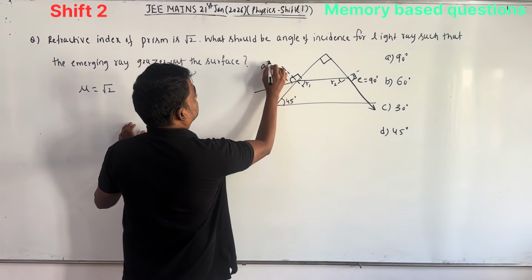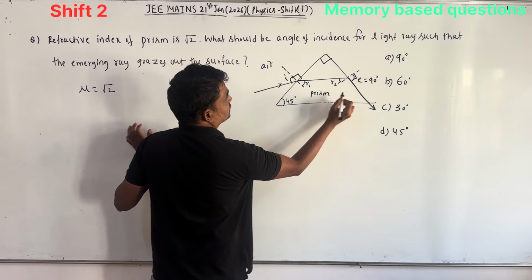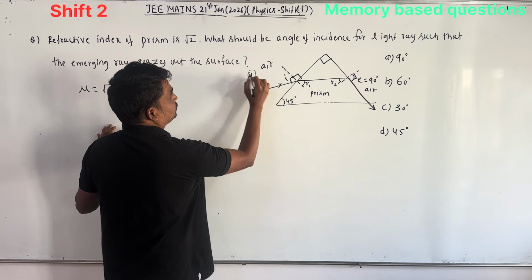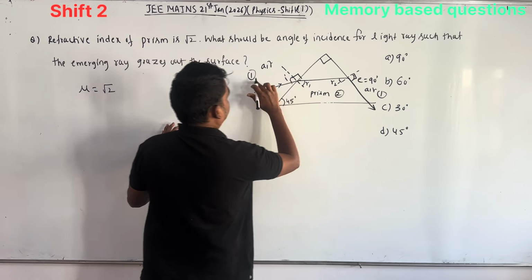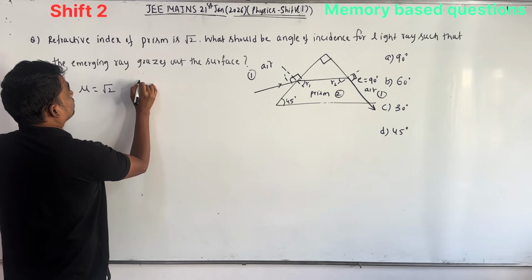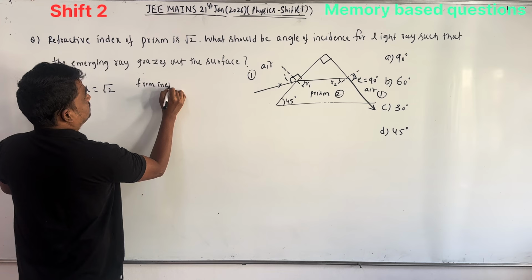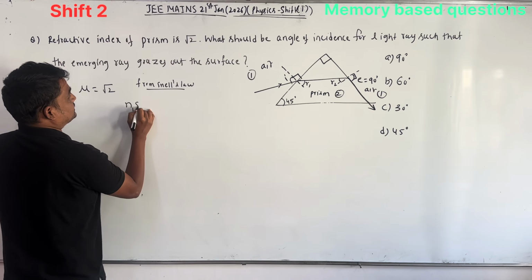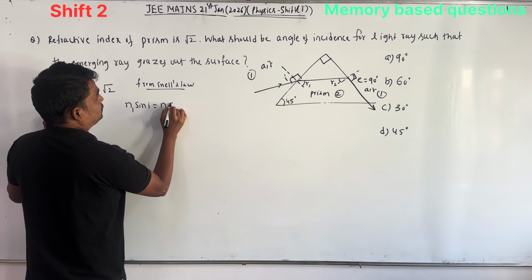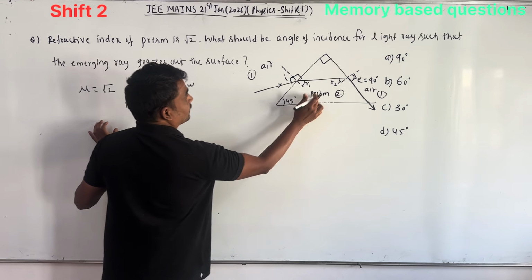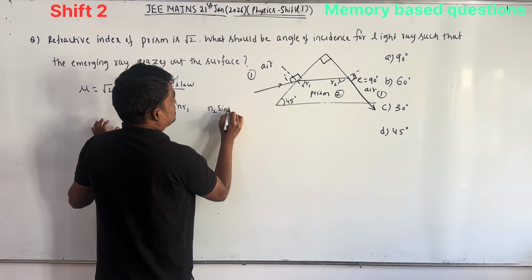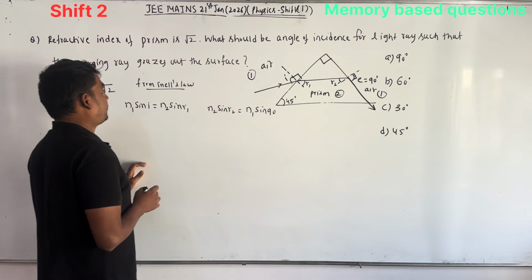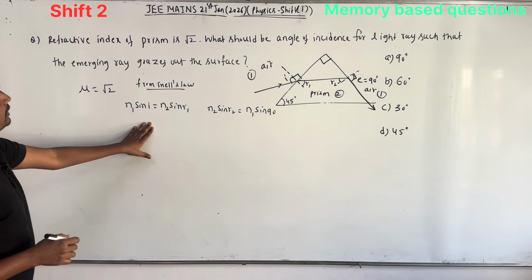First one, here air is there, here prism is there. Next here also air is there. So here you take 1, 2, 1. Now we can take from Snell's law. First apply n1 sin i equal to n2 sin r1. Next one, n2 sin r2 equal to n1 sin e, sin e means sin 90. Okay, so you have two equations. So from here what do we have to get?